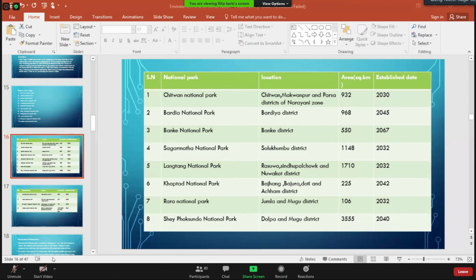When was Bardia National Park established? 2045, yes. Bardia National Park was established in 2045 Vikram Sambat, and it occupies an area of 968 square kilometers. This national park lies within Bardia district.